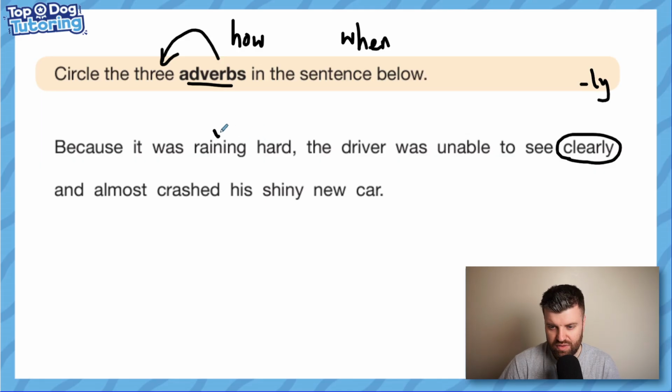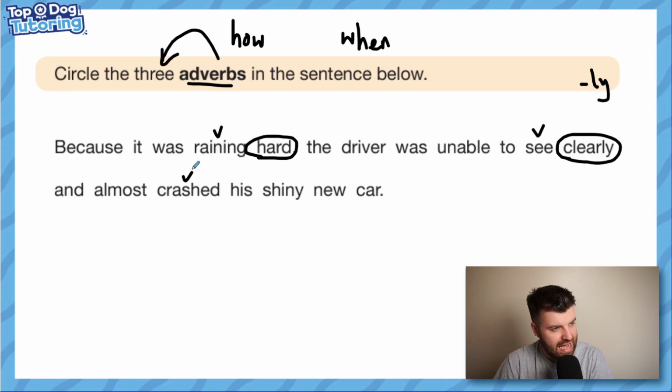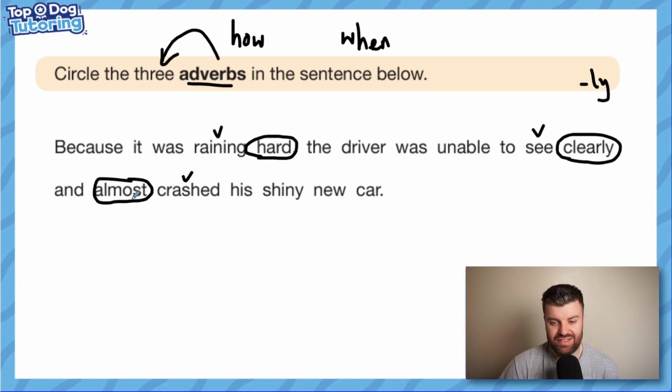Look for the verbs. Raining is a verb. It's something that's happening. So raining hard, hard is adding information to the verb. So hard is an adverb. Then we keep going. The driver was unable to see clearly. We know that clearly is adding to the verb to see. And almost crashed his shiny new car. Aha, crashed is a verb. So what word is adding to this verb that we can see in this sentence? Almost. Almost is an adverb in this sentence because it's modifying this verb. It didn't actually crash, almost crashed.